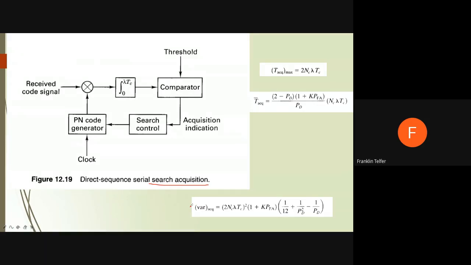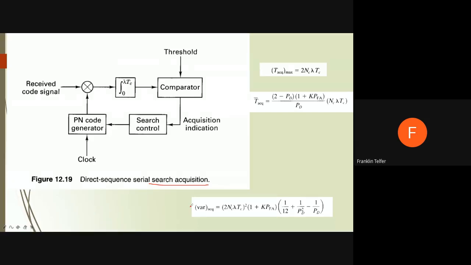In the diagram you can see there is a PN sequence code generator. The clock is generated and correlated with the received code signal, and it is integrated and compared, and it uses the search control to acquire the signal, or properly align the PN sequence code generator. It is a feedback loop, a looping process. It goes on until it receives the proper PN code generator. So here it uses the looping process.